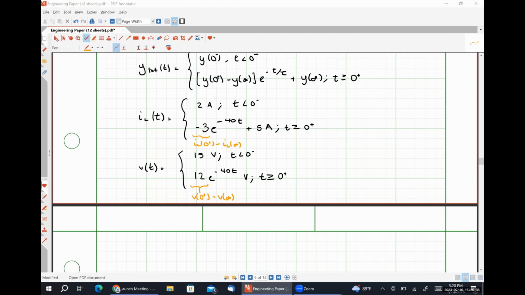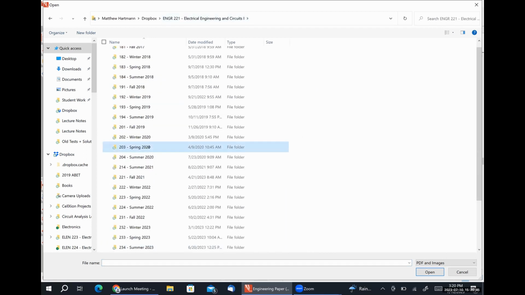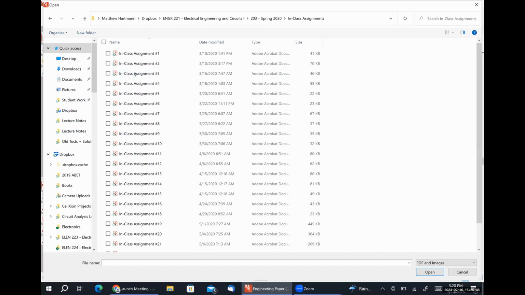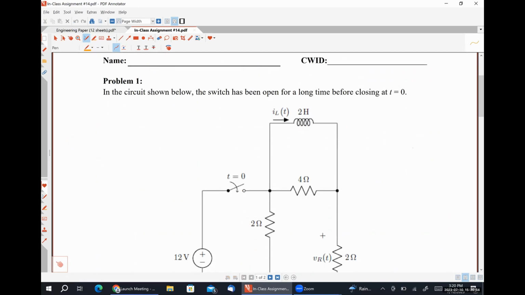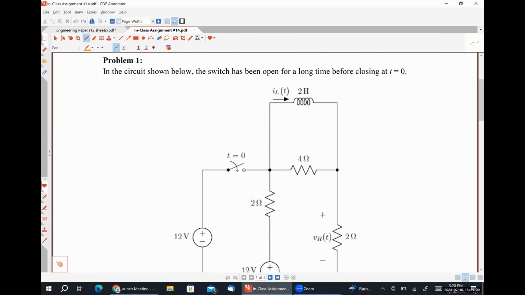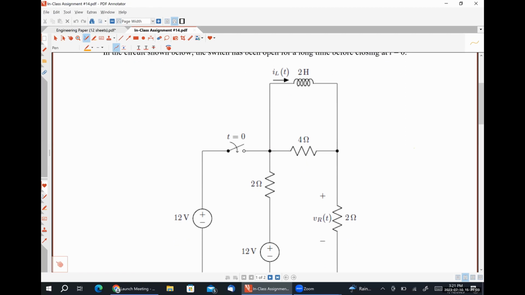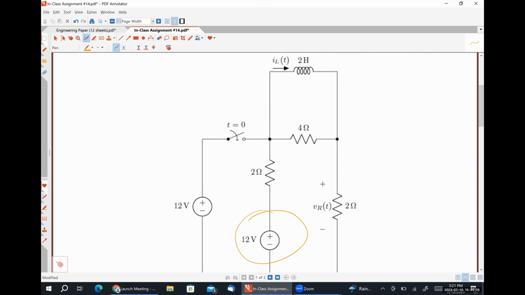I agree. All right, so let me find the ICAs really quickly here. So circuits 1, and then I think that's the last time I updated them. And this would be in class assignment number 14, if I'm not mistaken. Okay. So this is the first problem. It is a total response problem, because this 12-volt source right here never gets disconnected from the inductor, right? So that's why it's going to be a total response problem.